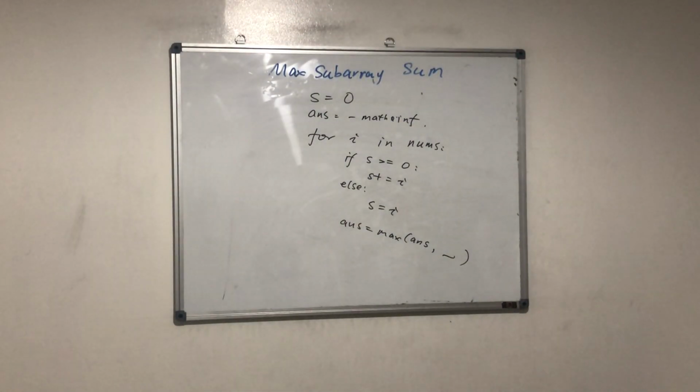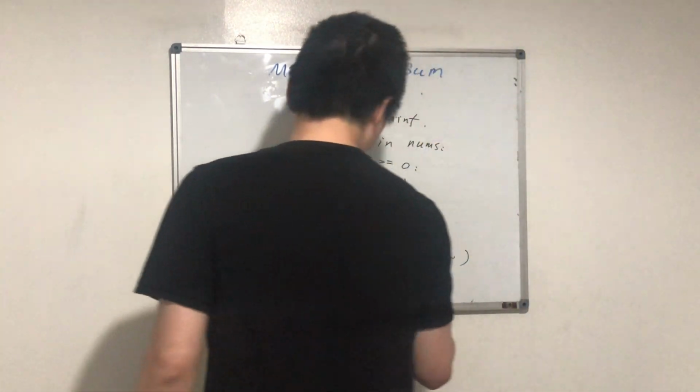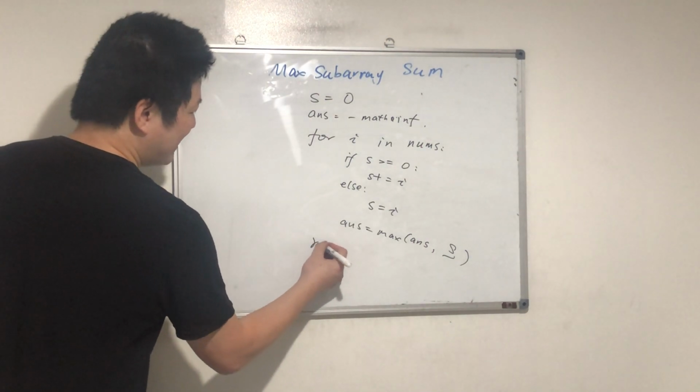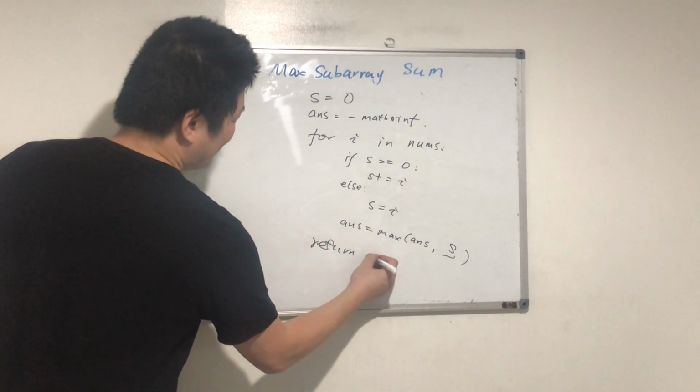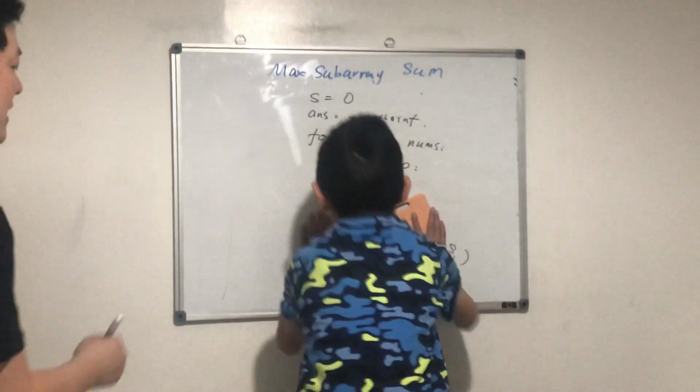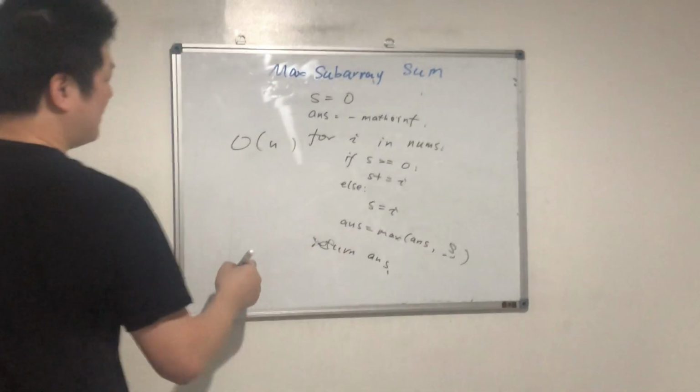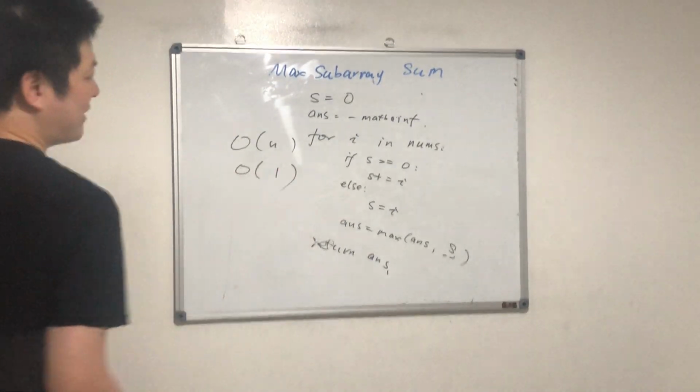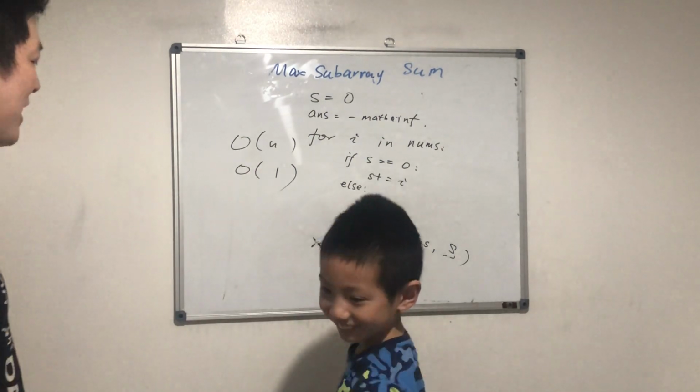And then what are we missing there? Return answer. What's the time complexity? O of N. What's the space complexity? O of N? Oh, O of 1. Come on.